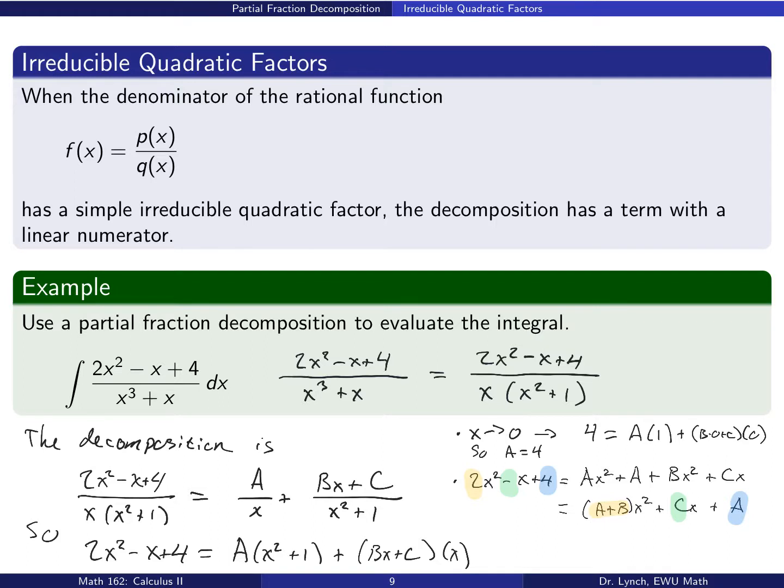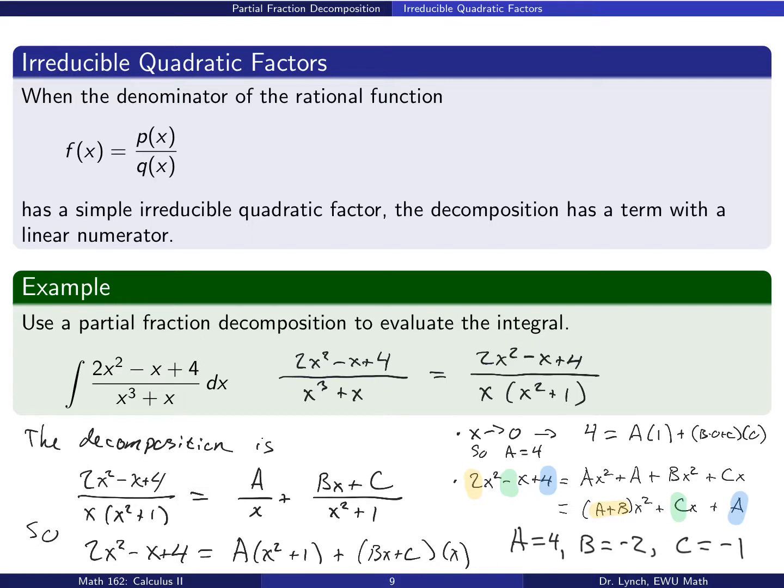We should have c equal to minus 1. And then we should have a plus b equal to 2. Since we already know that a is 4, that means b has to be, excuse me, minus 2. Since we know that a is 4, b has to be minus 2. So here are those constants. A equals 4, b equals -2, and c equals -1.